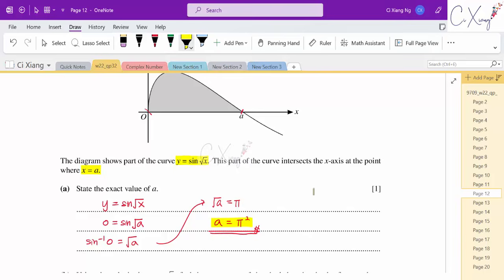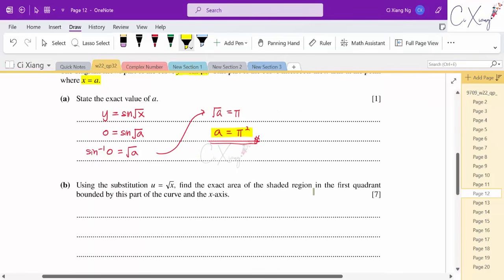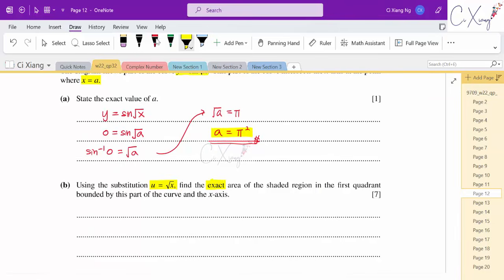Then proceed to part number B. By using the substitution of u equals square root x, they want us to find the exact area. So please highlight the words exact area. Your final answer should be in the pi form, not the decimal number, of the shaded region in the first quadrant, bounded by this part of the curve and also the x-axis.